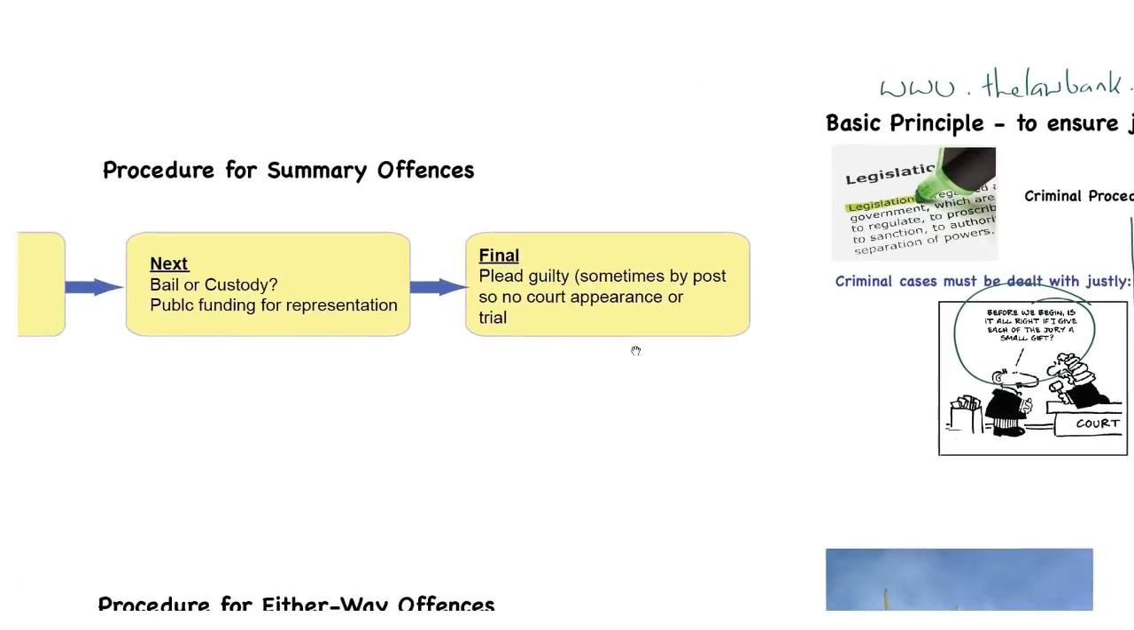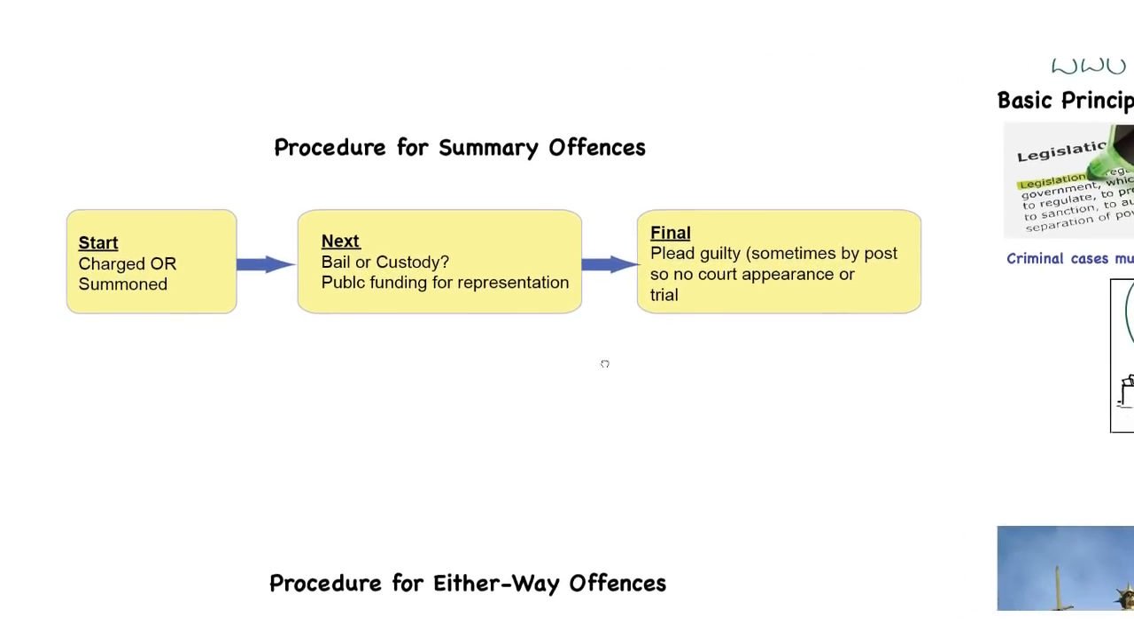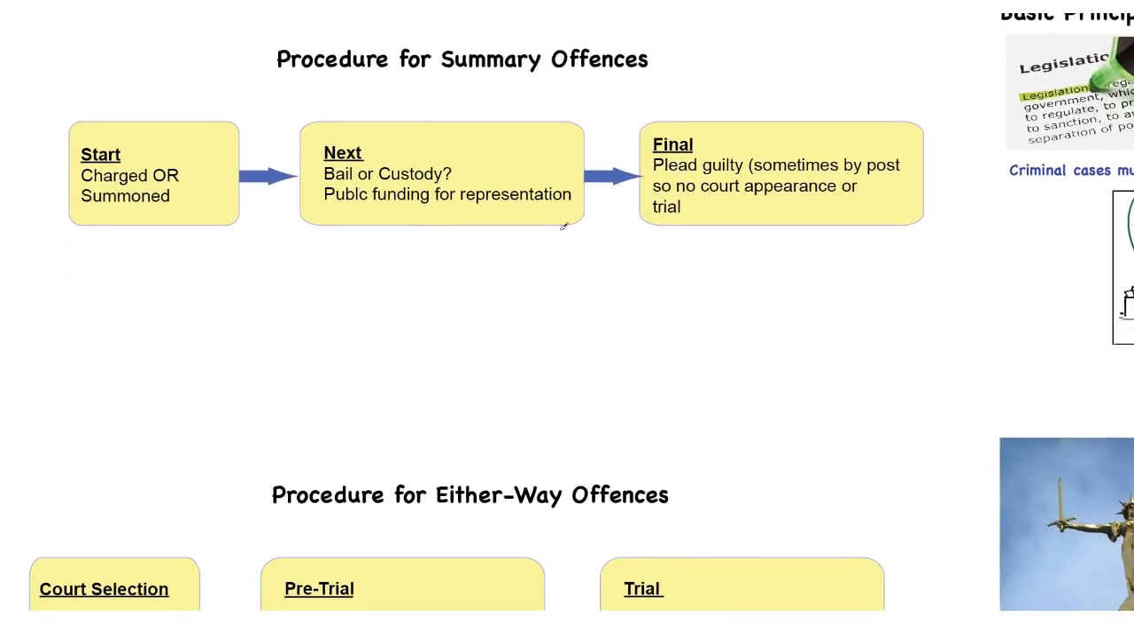So what I'm going to do now is quickly go through the procedure for each of the summary, either way, and indictable offences. What is the procedure? How do we get from somebody committing an offence to going into trial? We're going to start with summary offences. Remember, the summary offence court of first instance is the magistrates, is it not?